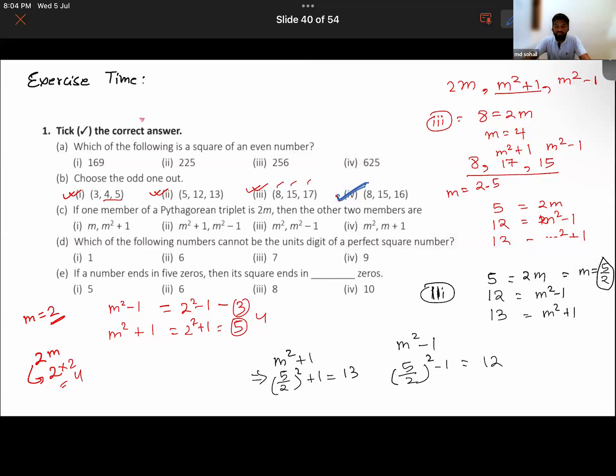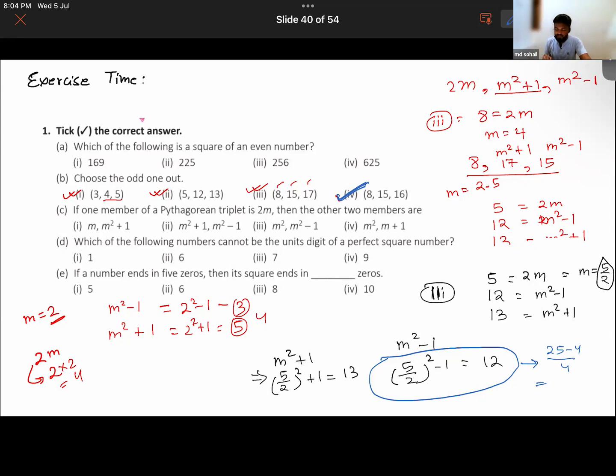Yes, Arhan, what is the value here? Is it equal or not? It's 25 minus 4 upon 4, right? So it's 29 by 4, so it's not equal.